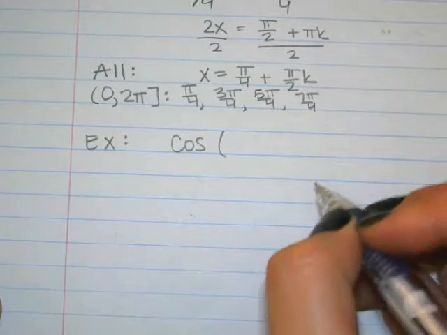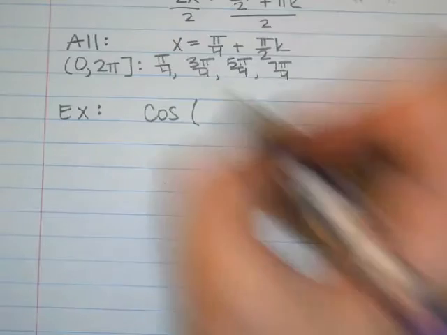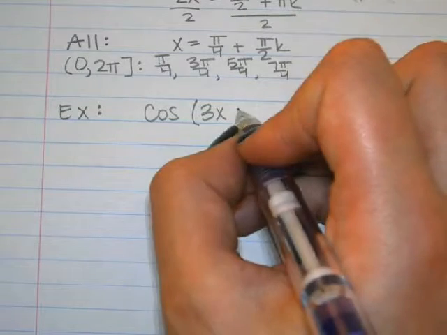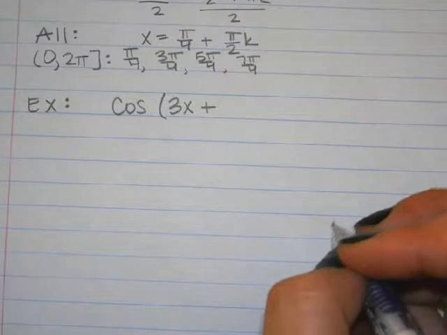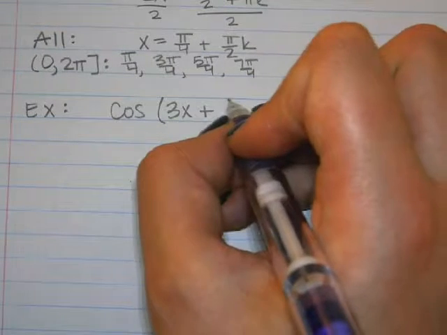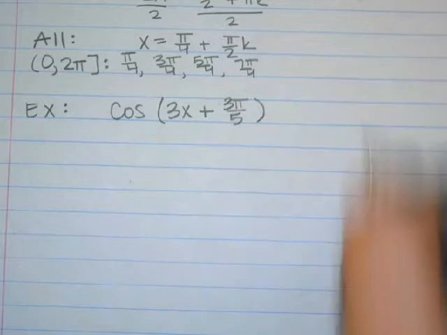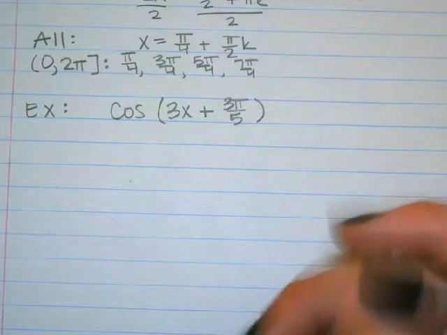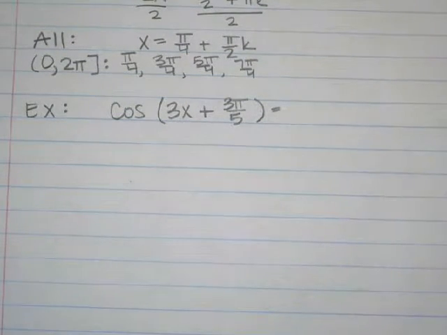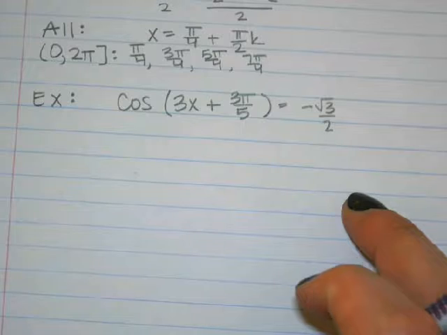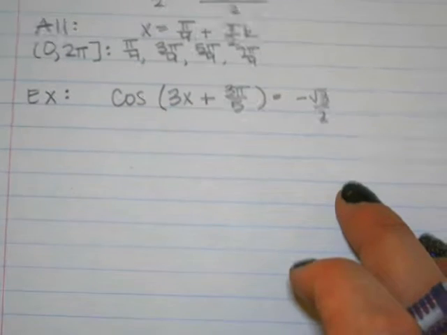Okay, what number should we put in front of x? 3. Plus or minus? Minus. We did minus last time. Let's do plus this time. I'm going to say plus 3 pi fifths. We're going to make it something weird. Well, that's not very weird. We're just going to do that. Equals negative root 3 over 2.